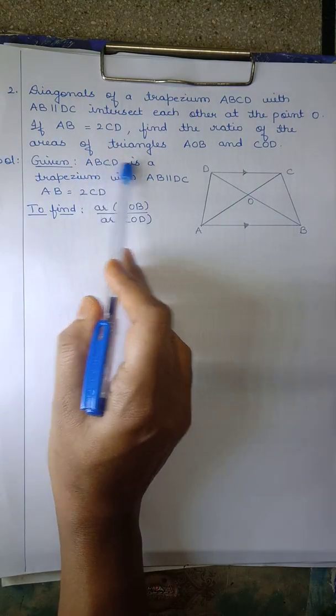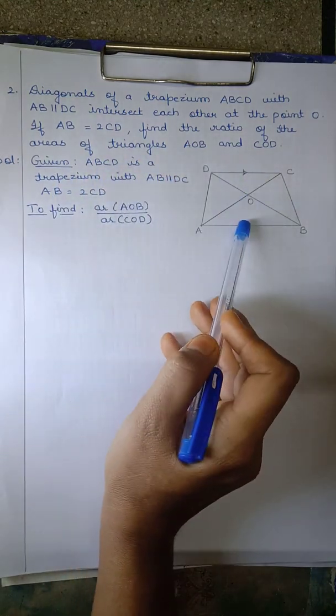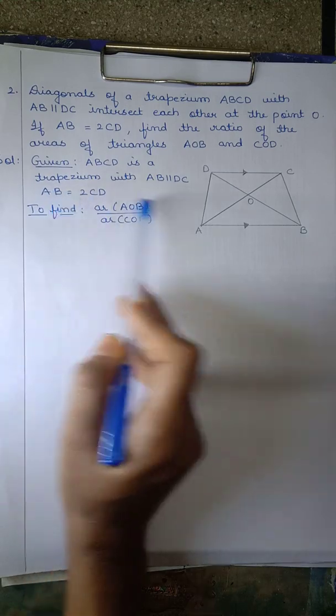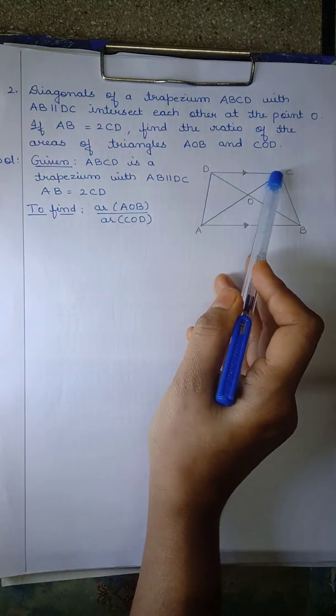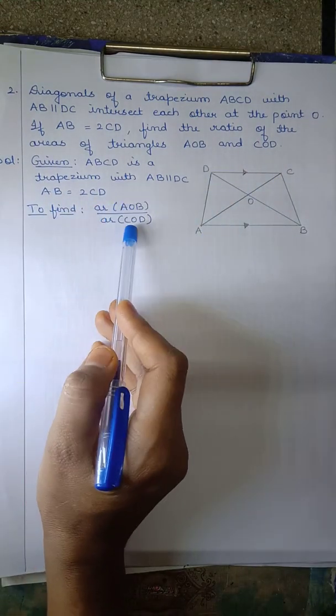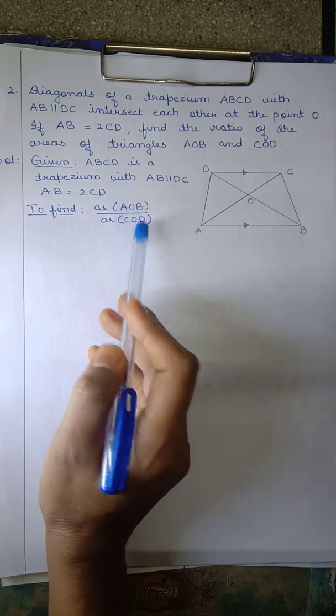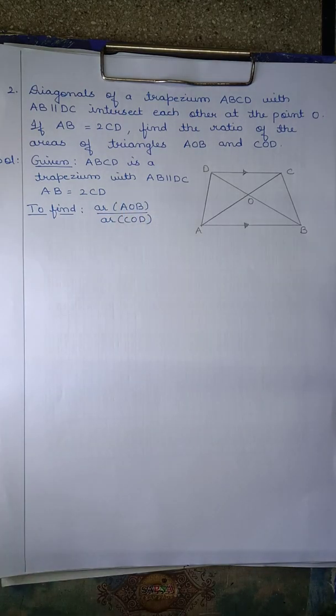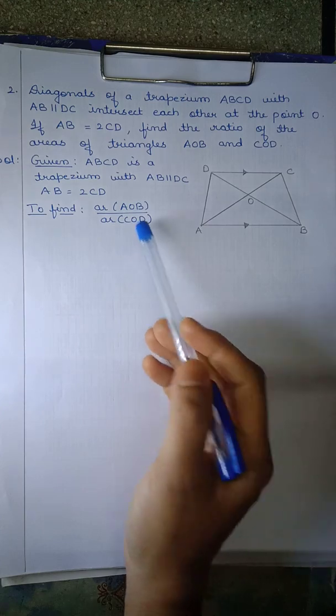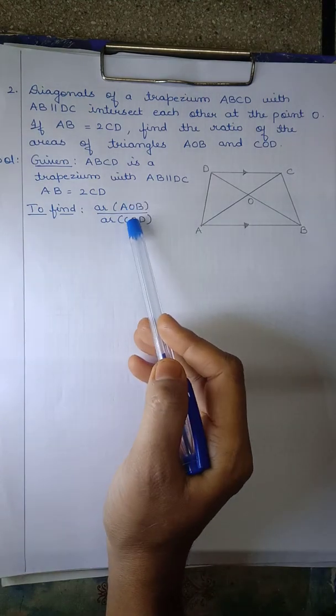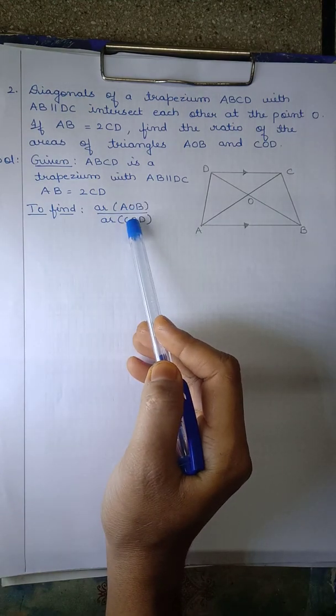So given, right children, ABCD is a trapezium with AB parallel to DC, and also given is AB is twice of CD. To find is the ratio of the areas of AOB and COD, children. Okay, so now again, to find the ratio of the areas of the two triangles, first you have to use the theorem we have learnt on areas of similar triangles, children.